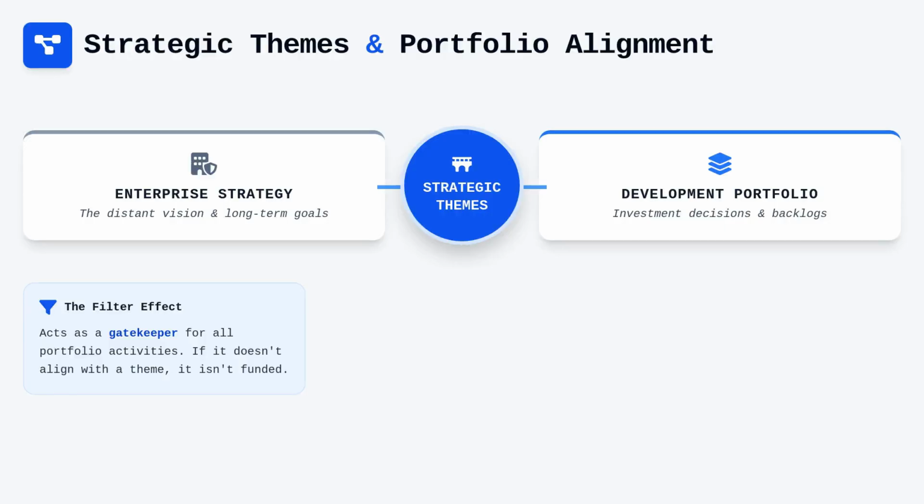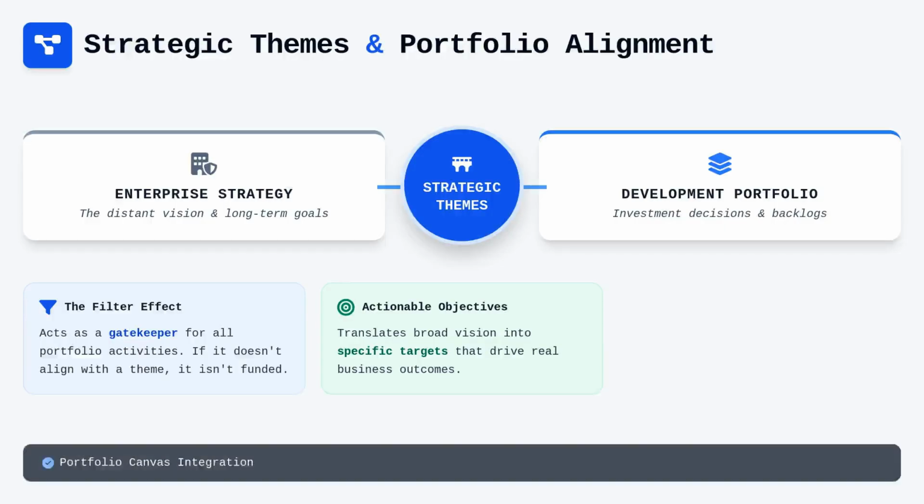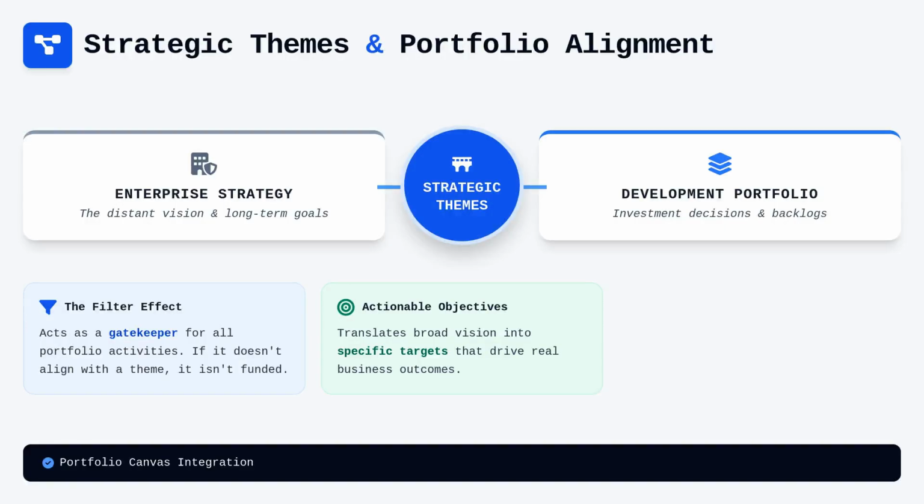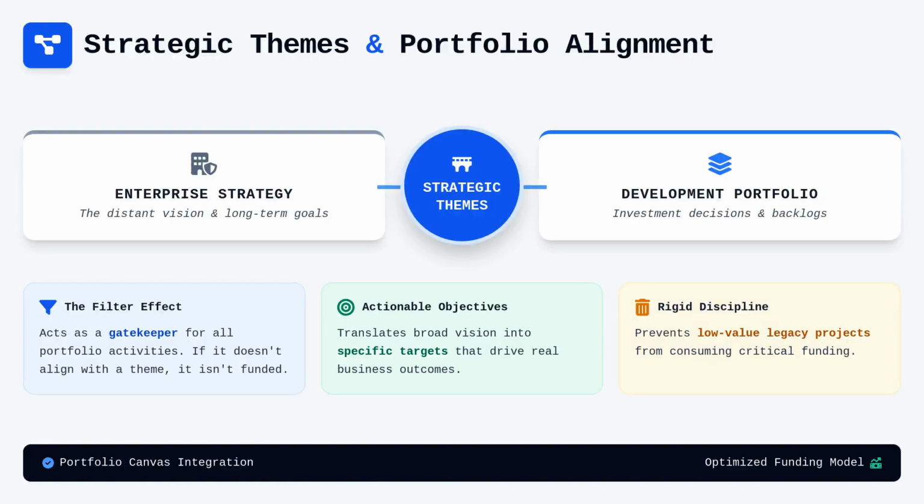If an initiative under consideration does not contribute to a strategic theme, it becomes harder to justify its existence within the funding model. By embedding these themes into the portfolio canvas, leaders ensure that every dollar spent is directed toward the most essential business outcomes. This connection forces a level of discipline that often prevents the accumulation of low-value, legacy projects that do not push the needle for the business.